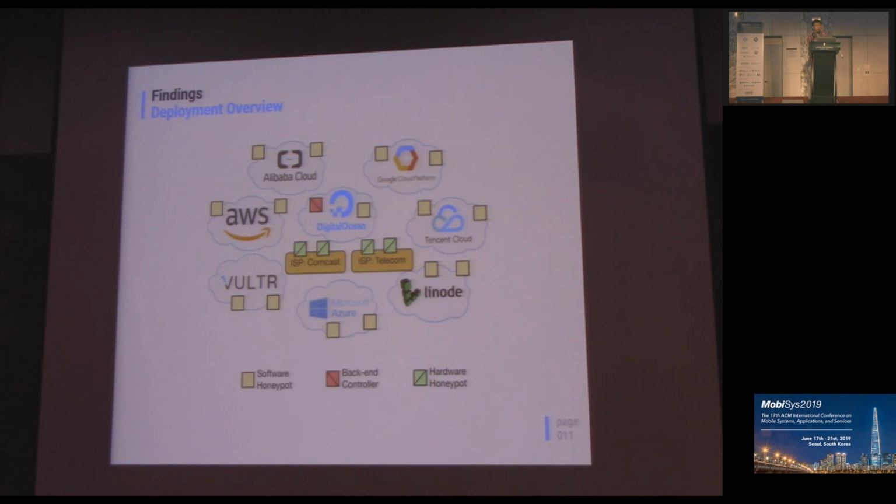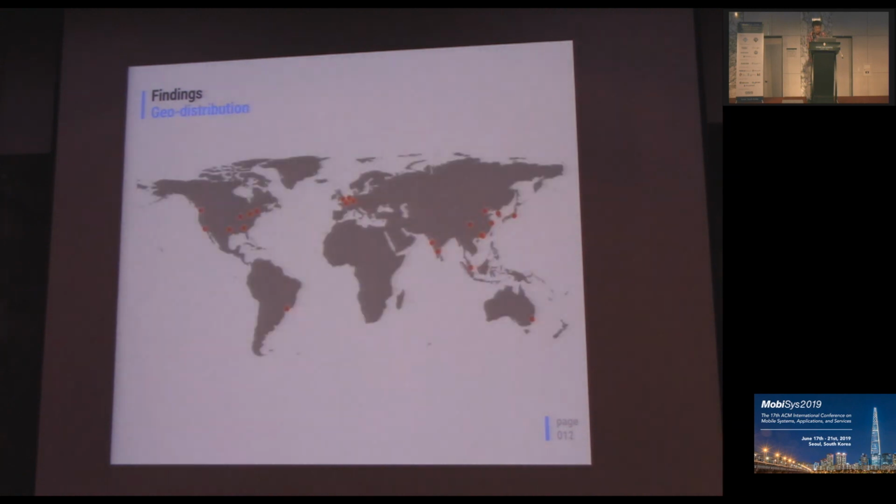Deployment overview of our honeypot system, including Alibaba Cloud, Amazon, Linode, Tencent Cloud, Google Cloud Platform. And here is a geo distribution of Europe, America, and Oceania. We deploy and the average cost of each.